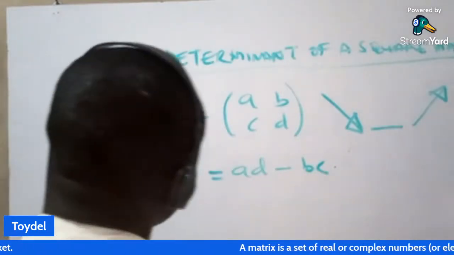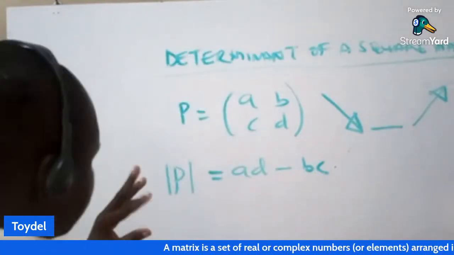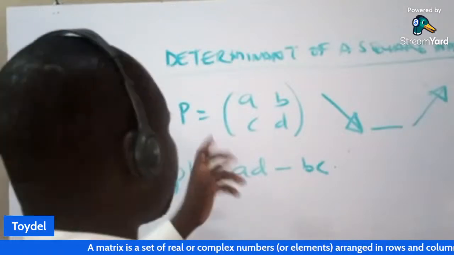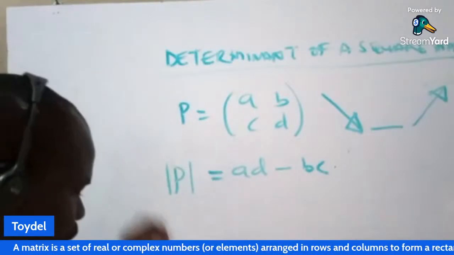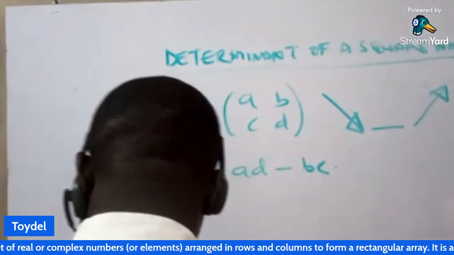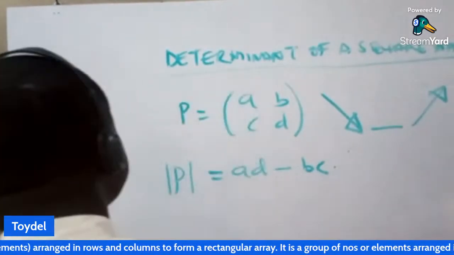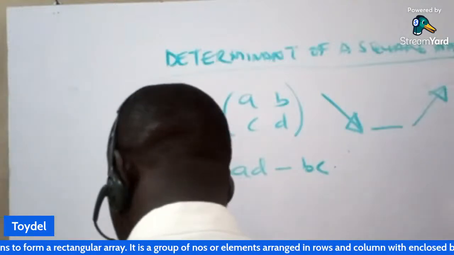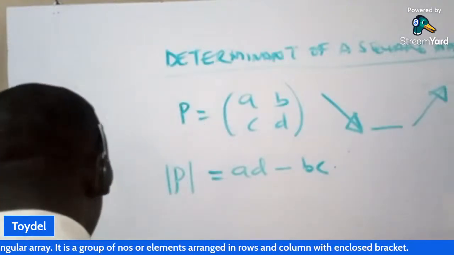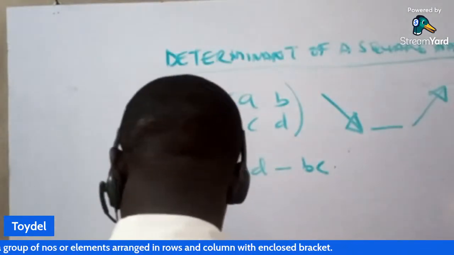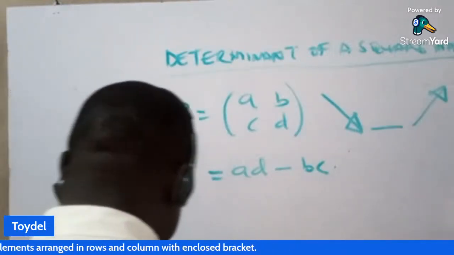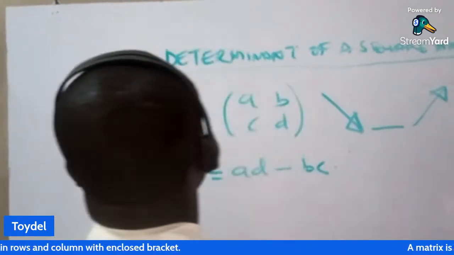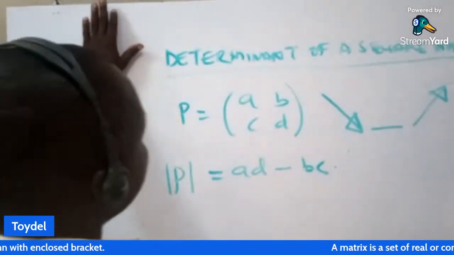It's very simple. But in the case of 3 by 3, there are some additional things that we are going to do. The determinant can be found as the algebraic sum of products of cofactors of elements in the first row and the respective elements. And of course, the determinant of a matrix has a lot of properties.